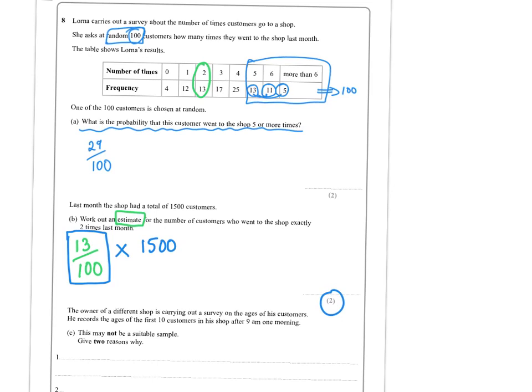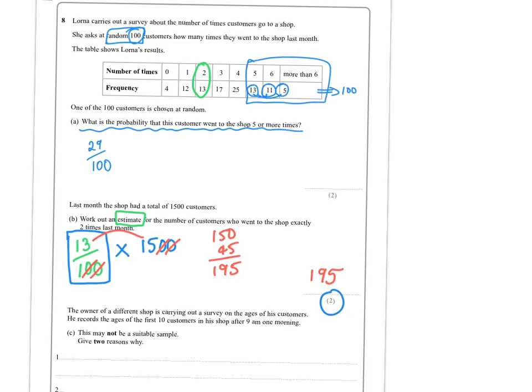So you would just do that on your calculator. I won't, because I'll just say 13 times 15, so that will be 150 and 45. So I would end up with 195. If on your calculator, all you'd have to do is 13 times 1,500 and then divide it by 100. You wouldn't need any brackets in there. So hopefully you'd get 195 customers.